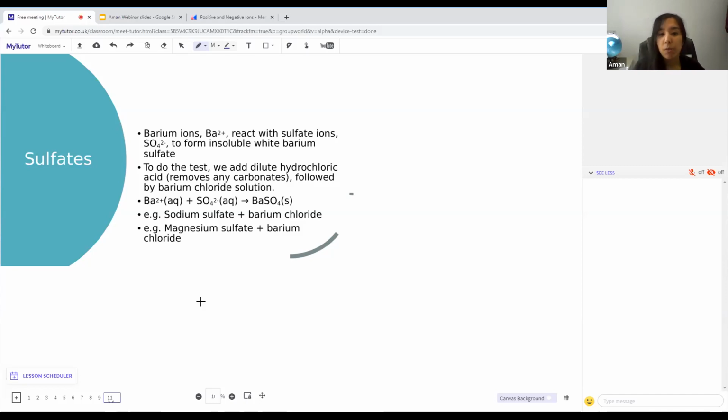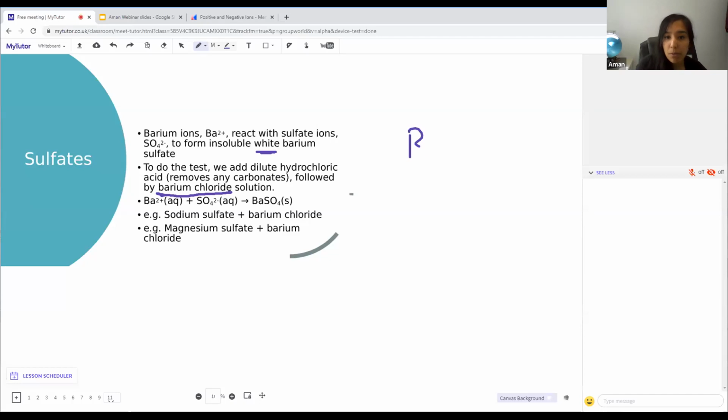Then the special solution that we add for sulfates is barium chloride. So the special solution for halides was silver nitrate. The special solution for sulfates is barium chloride. And what happens is, if we have a sulfate present, the barium ions in the barium chloride will react with sulfate ions, which is what we're testing for, to form insoluble white barium sulfate. So if we see a white solid produced, then we know we have a sulfate present.